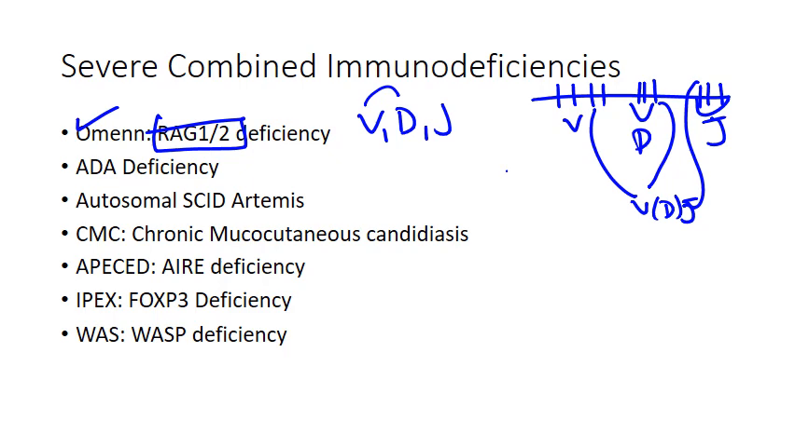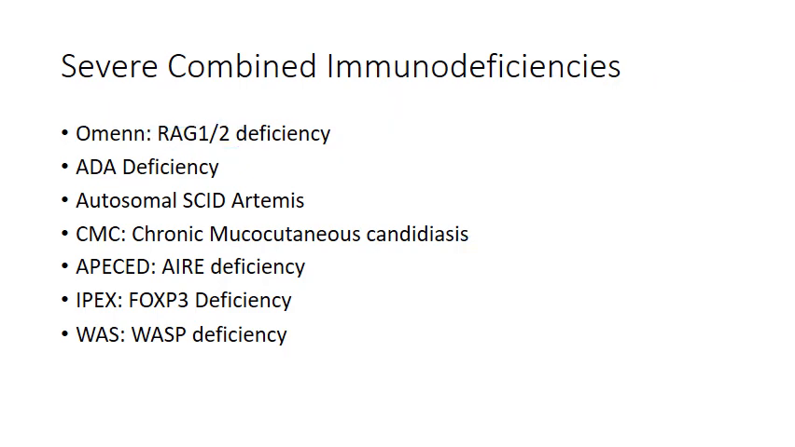So patients experience erythroderma, failure to thrive, diarrhea, severe opportunistic infections, eosinophilia, low immunoglobulins, with the exception of often an elevated IgE. Not really sure why that one happens. And they also will see an increase in oligoclonal T cells and memory T cells if they even make them at all. Okay? All right, what's the next one?